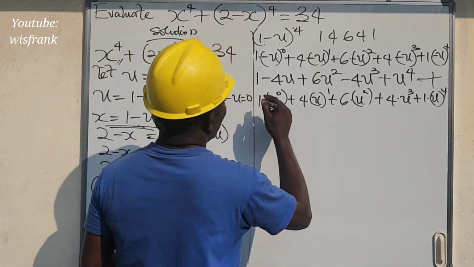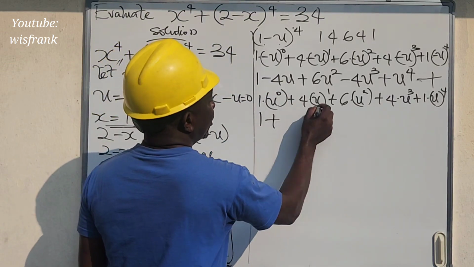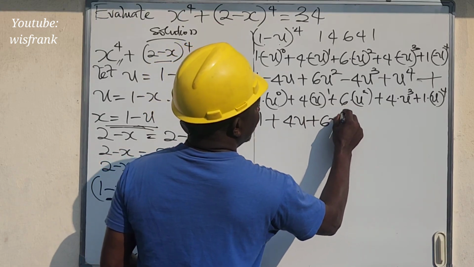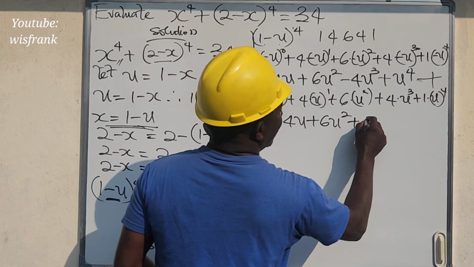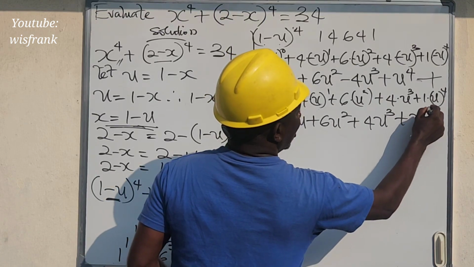Expanding this will give us, since anything to the power of 0 is 1, 1 plus 4u, then plus 6u^2, then plus 4u^3, then u^4.